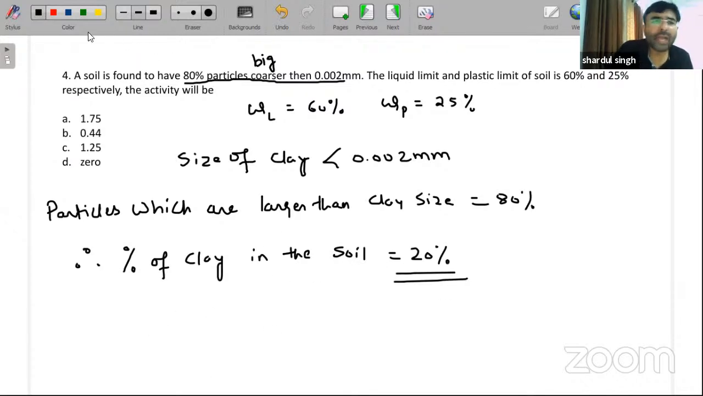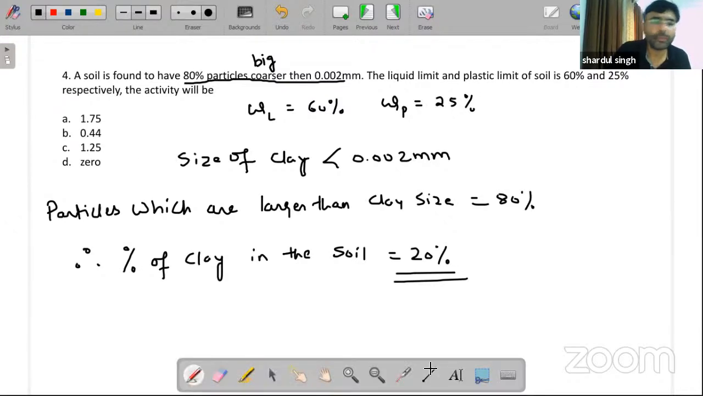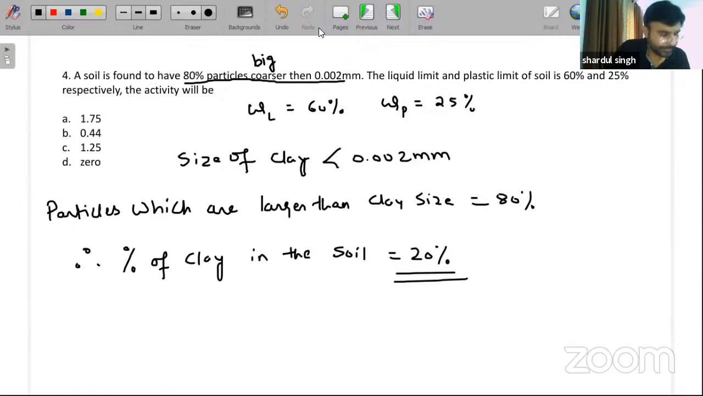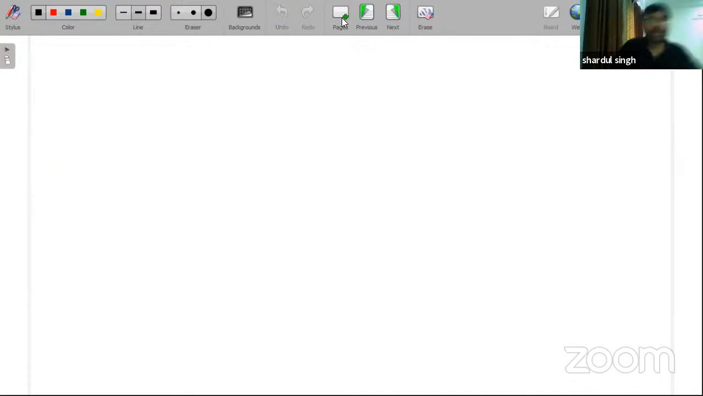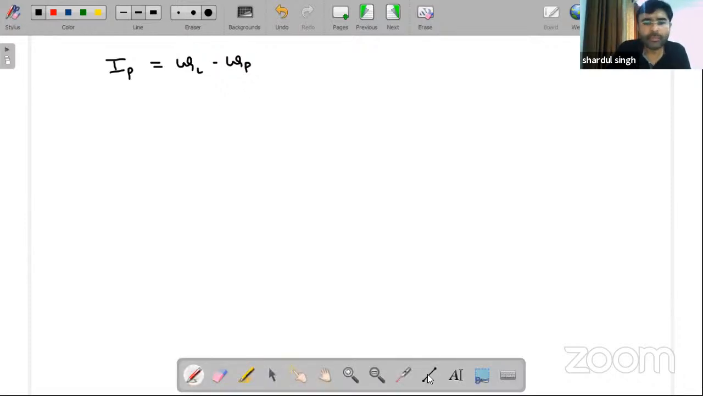What is the meaning of activity of the soil? What actually is the meaning of activity? Any one of you? See, we have studied the concept of plasticity index. What is that? That is liquid limit minus plastic limit. This was the actual meaning of plasticity index.